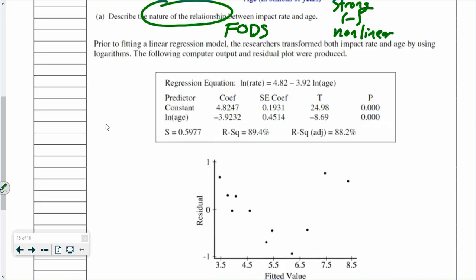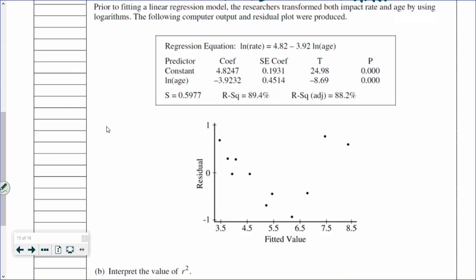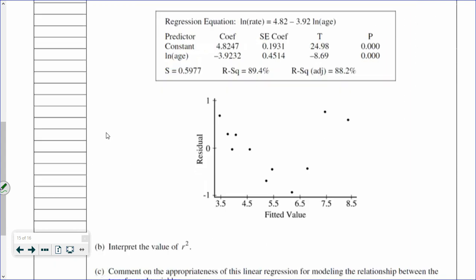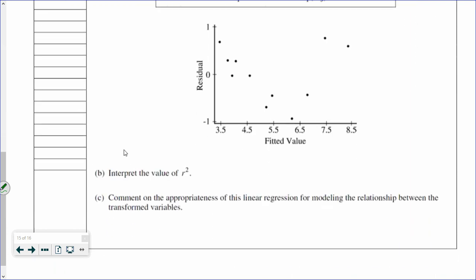Prior to fitting your linear regression model, we transform both impact rate and age by using logarithms. Here is the computer output and residual plot for that. Here we took natural logarithms of both x and y, suggesting a power model is appropriate, or at least thinking that it might be a power model. And we've got computer output and a residual plot. Residual plots are nice. Interpret the value of r squared.